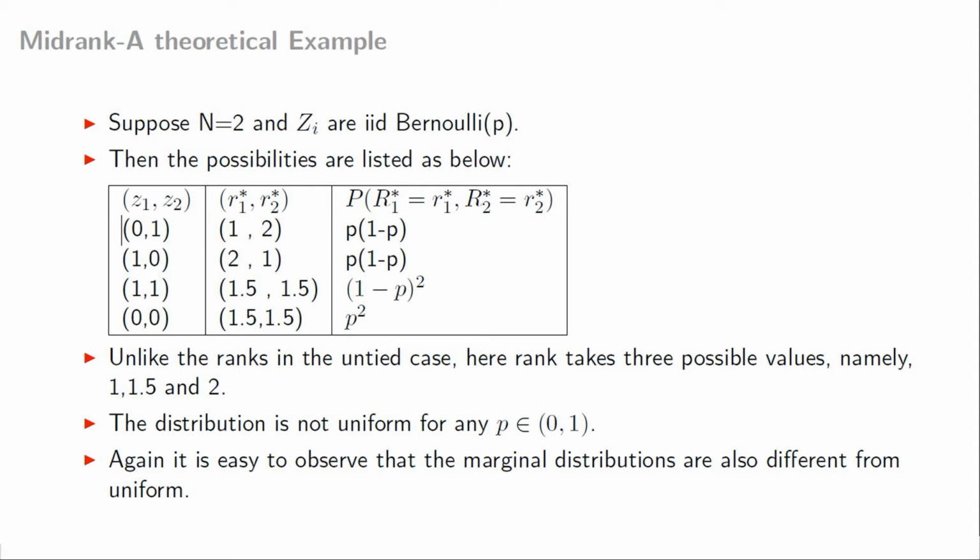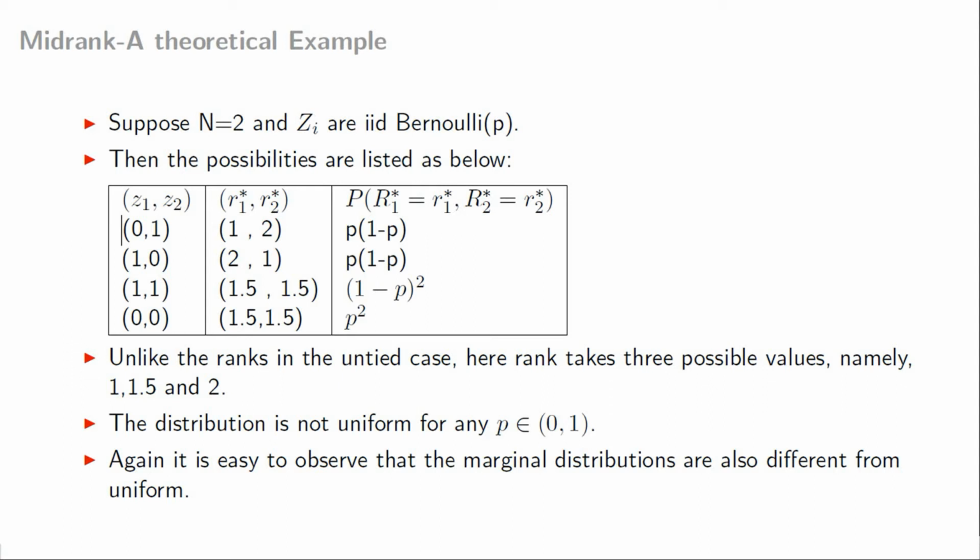So for example, suppose n equals 2 and the Zi are IID Bernoulli(p). Then the possible values of (Z1, Z2) are (0, 1), (1, 0), (1, 1) and (0, 0). Corresponding to each pair (Z1, Z2), we can calculate the observed value of the midranks R1* and R2*. So corresponding to the realization (0, 1), we get the midrank vector as (1, 2), and this observation, that is R1* equal to 1 and R2* equal to 2, has a probability p multiplied by 1 minus p.